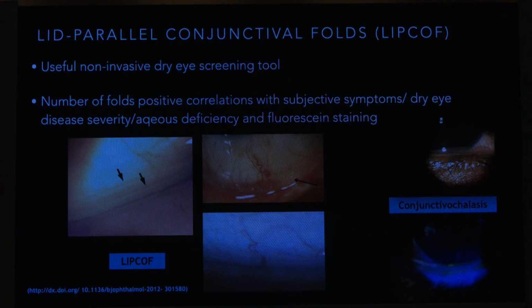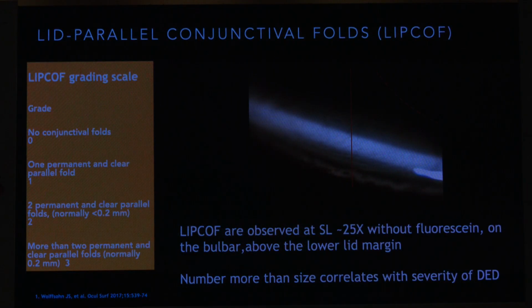It's different from conjunctivochalasis, which is shown on the right. And this has been described as one of the signs of dry eye. There is in fact a grading which has been described, and it's ideal to see this at a magnification of 25x without fluorescein on the bulbar conjunctiva just above the lid margin.